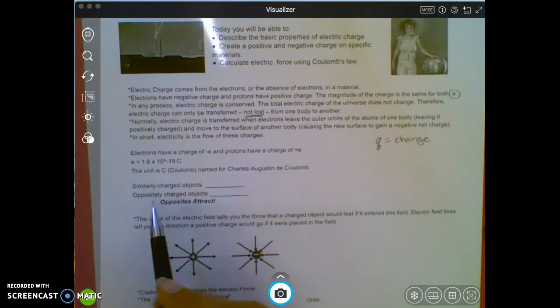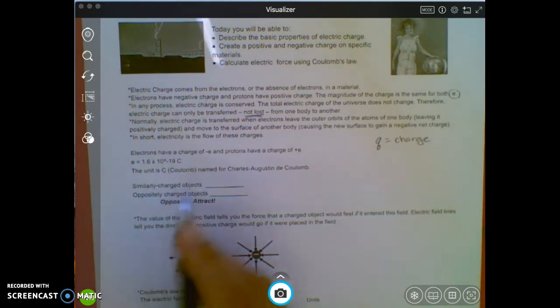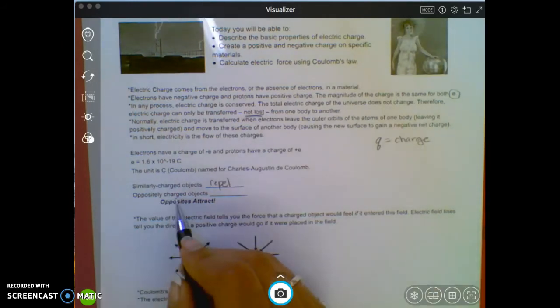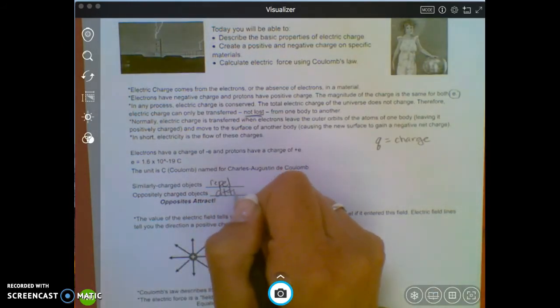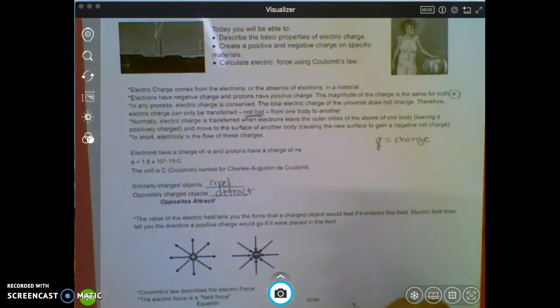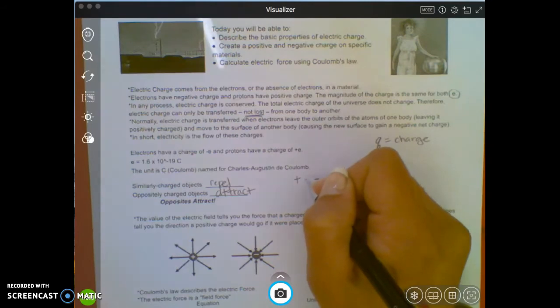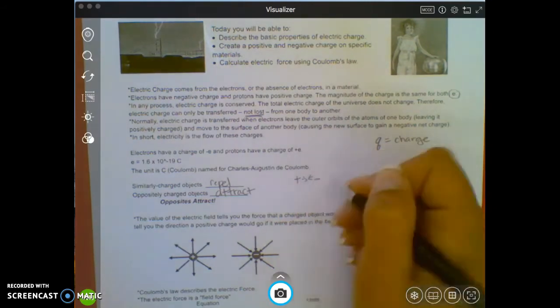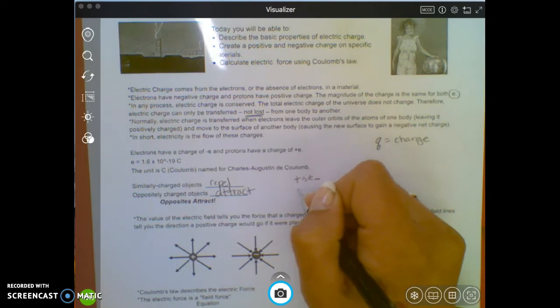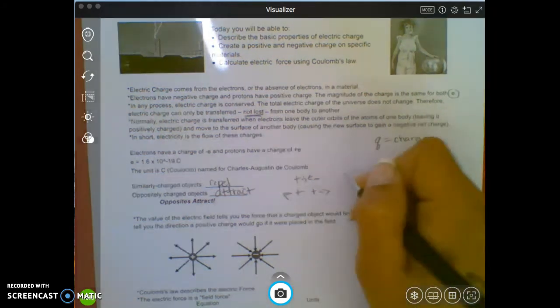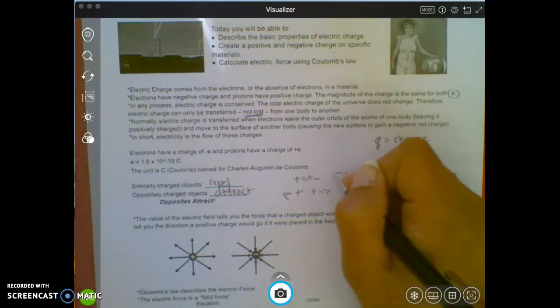I'm sure you've heard this part before, but I'm going to repeat it. Similarly charged objects, or like charges, repel, and oppositely charged objects attract. This is where we get the saying opposites attract. A positive charge and a negative charge will be attracted to each other, while a positive charge and another positive charge will push each other away. The same goes for two negative charges: they push each other away.